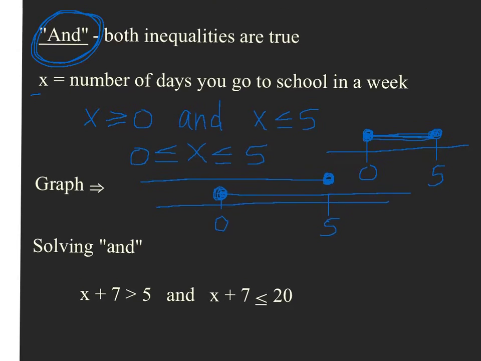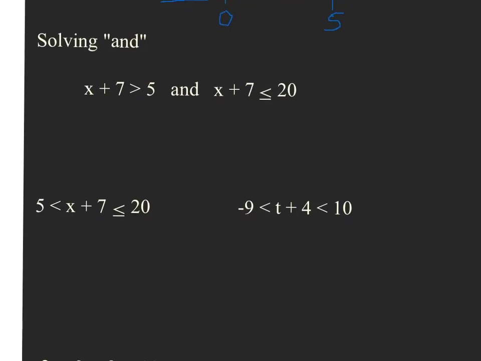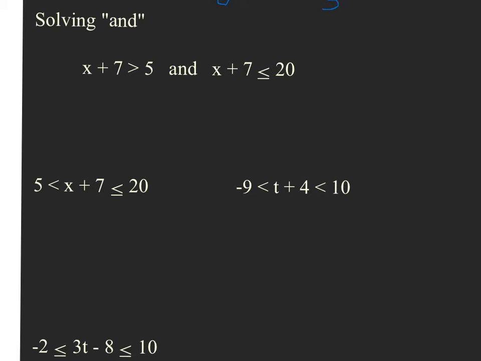So now let's look at solving an and problem. It's as easy as solving an inequality. You just have to do it more than once. So if we look at this first example, we subtract 7 from both sides. The 7's cancel out, X is greater than negative 2. I didn't switch the sign, I wasn't dividing or multiplying by a negative. On the other one, I subtract 7 from both sides. X is less than or equal to 13.